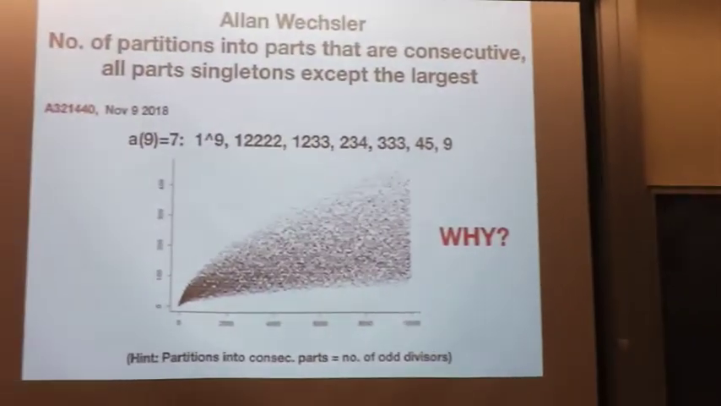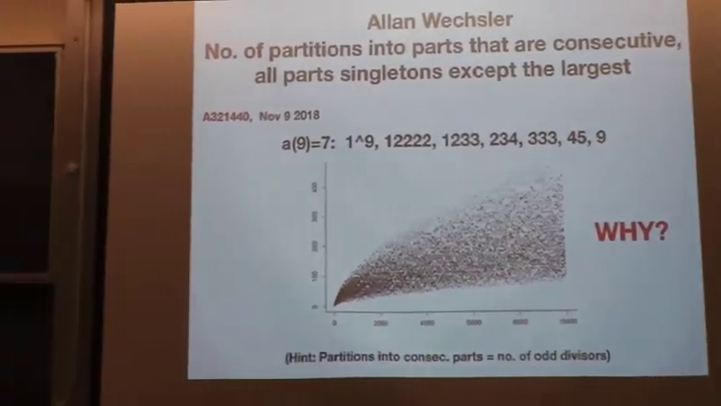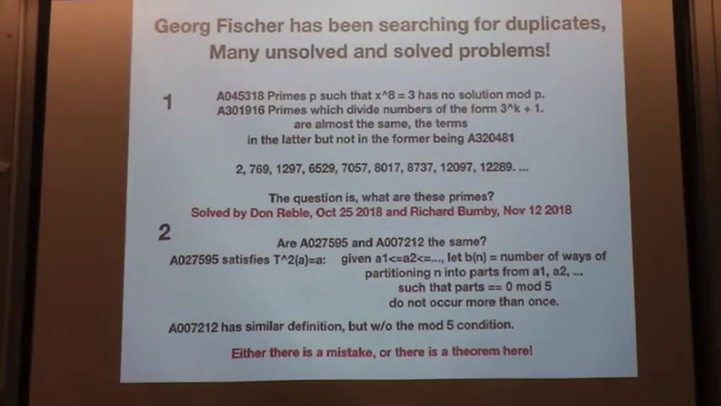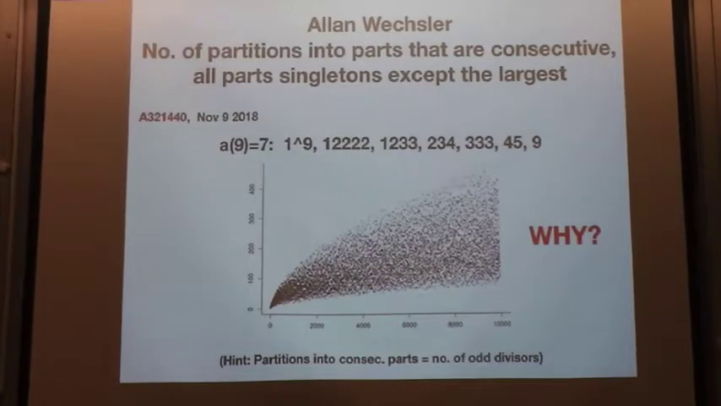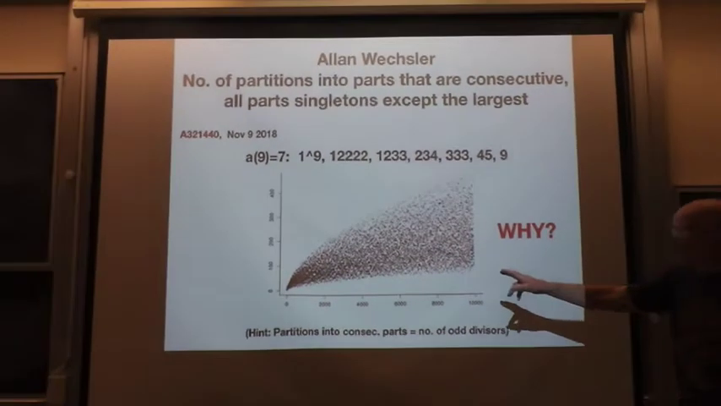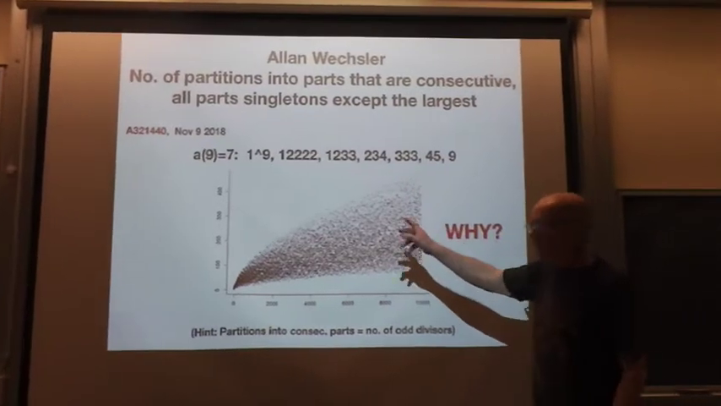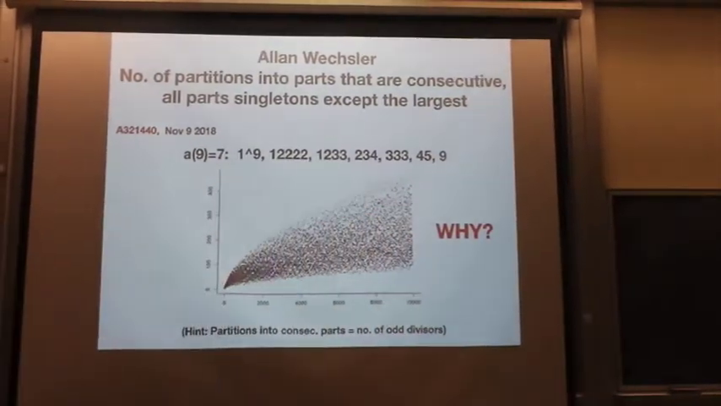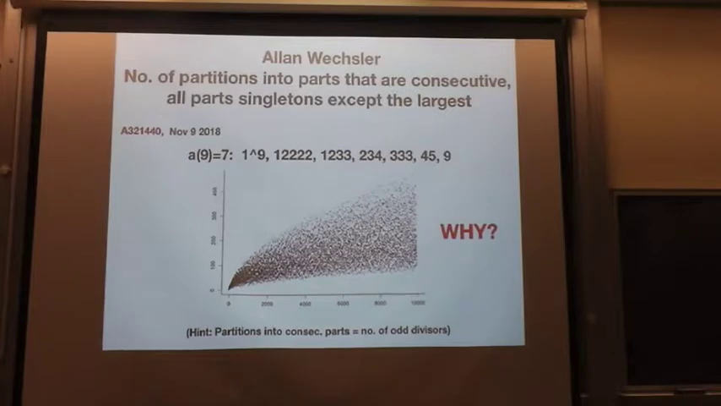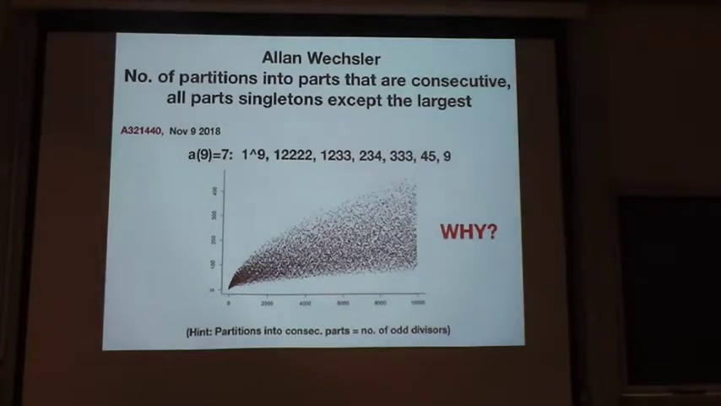So that's a partitions conjecture. This is another partition conjecture. I think this is really remarkable, if you'll allow me. You look at how many partitions of n there are into parts that have to be consecutive, and they're all singletons, except the biggest part, which can appear more than once.